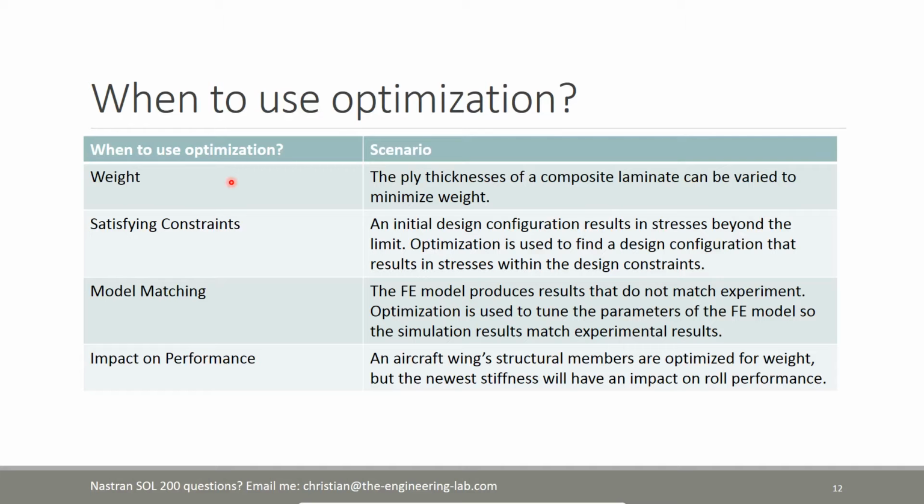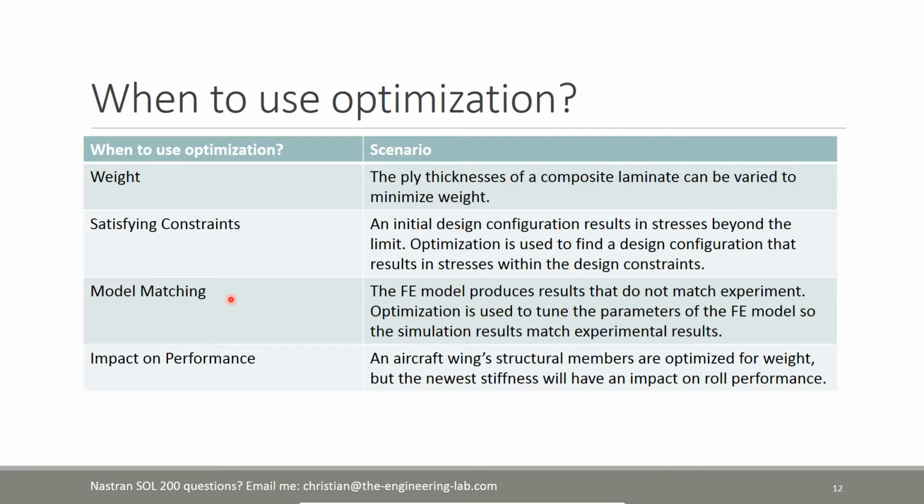So now, when do you use optimization? There are a number of applications you can apply optimization for. One big item is weight. If there's a structure you have and you want to remove some material while preserving performance, you can optimize for weight. If there is a model, let's suppose you have a composite laminate and your current layup does not meet the failure criteria. It's actually violating some of the failure criteria. Optimization can be used to find a design that fulfills all of your so-called design constraints.